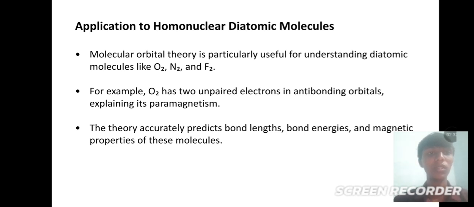Application to homonuclear diatomic molecules. Molecular orbital theory is particularly useful for understanding diatomic molecules like O2, N2, and F2. For example, O2 has two unpaired electrons in anti-bonding orbitals, explaining its paramagnetism. The theory accurately predicts bond lengths, bond energies, and magnetic properties of these molecules.